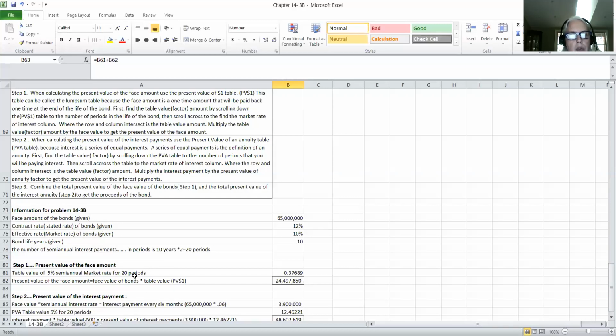So in order to find the table value of 0.3769, we're going to have to go to the intersection of 5% for 20 periods. I'm going to refer back now to your Cengage problem to show you how we would have gotten this table value amount, because that's where your tables are. They're located in Cengage. So bear with me just a minute.